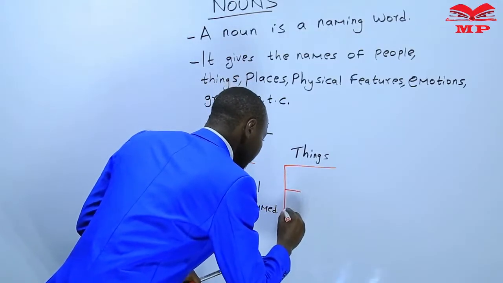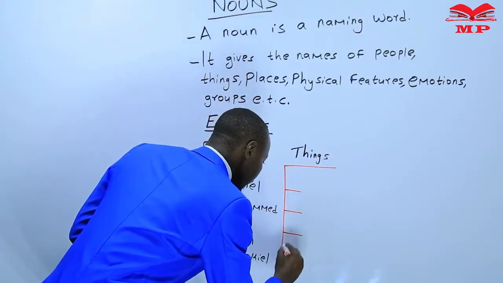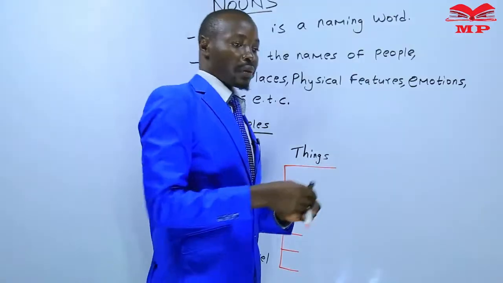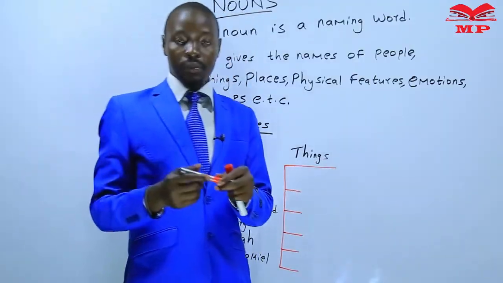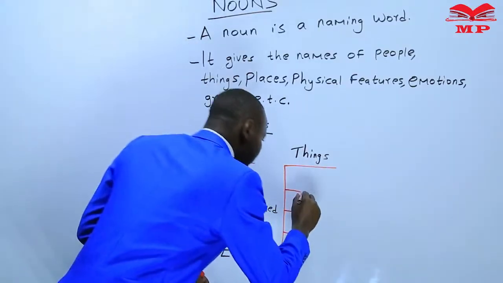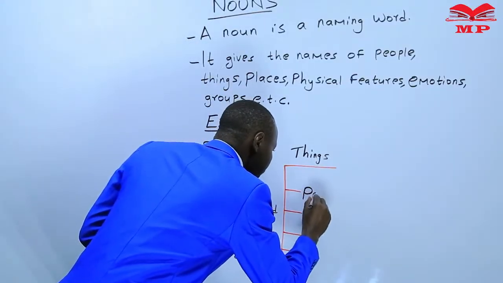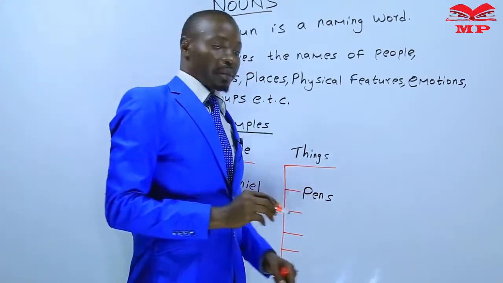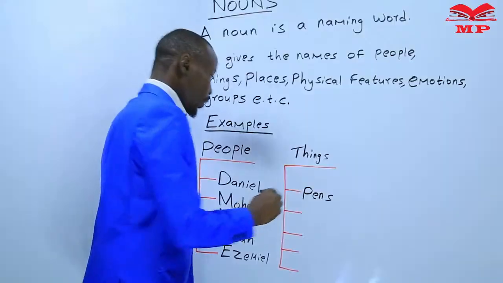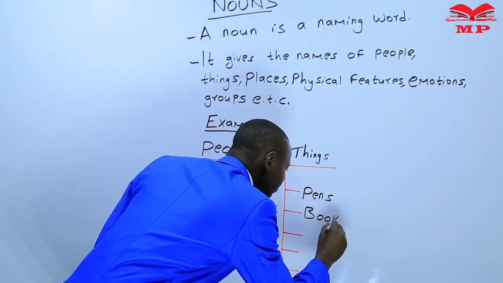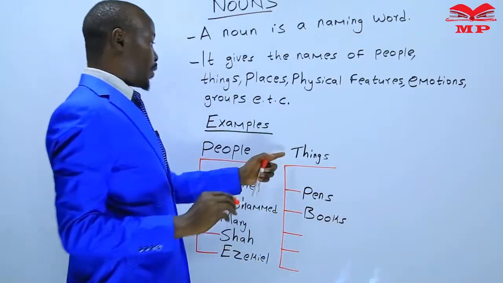So we'll have the first one, the second one, the third one, the fourth one, and then the fifth. Under the names of things, in our classroom, we can easily see the pens around us. So the first thing that you can use here are the pens. Using the pen, you can write on your books. So we have books as another example of a name of a thing.